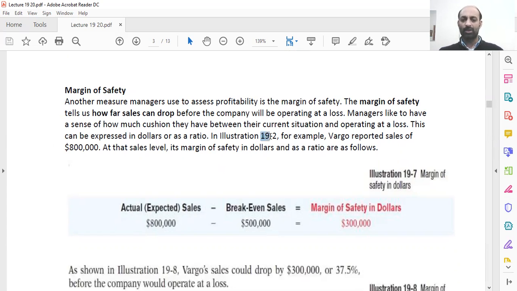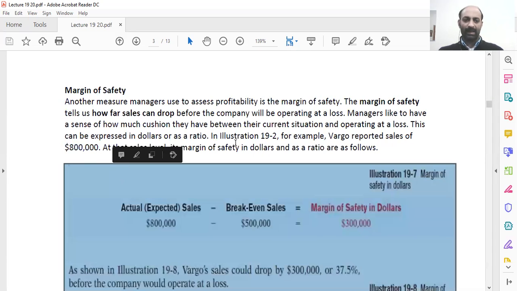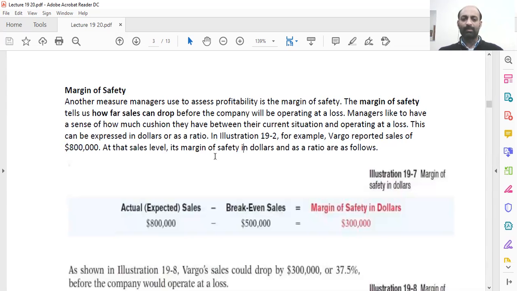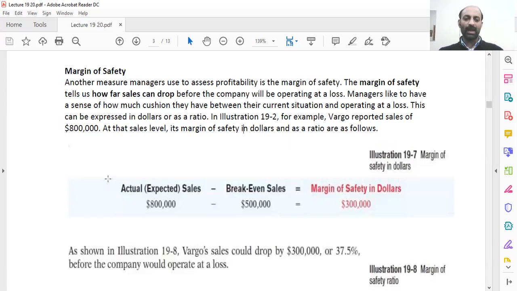As we saw in Illustration 19.2, Vargo reported sales of $800,000. At that sales level, its margin of safety in dollars and as a ratio are as follows. So we know the expected actual sale is $800,000.